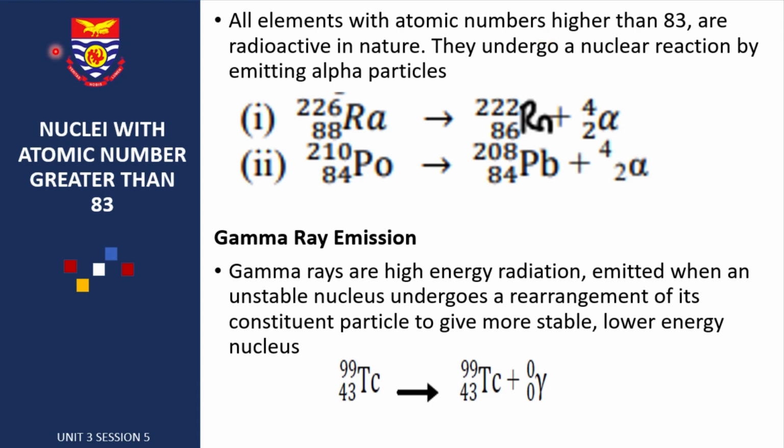And so we can say that radioactivity is basically a phenomenon in which electromagnetic radiations or subatomic particles are emitted by nuclear reactions so as to achieve or enter the stability belt. An example of a reaction that leads to the emission of gamma ray is illustrated here. Here, technetium is converted to technetium with the emission of gamma ray.